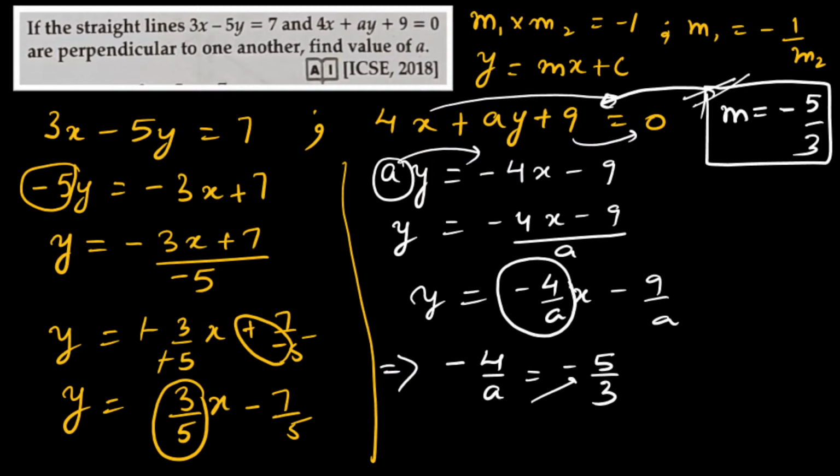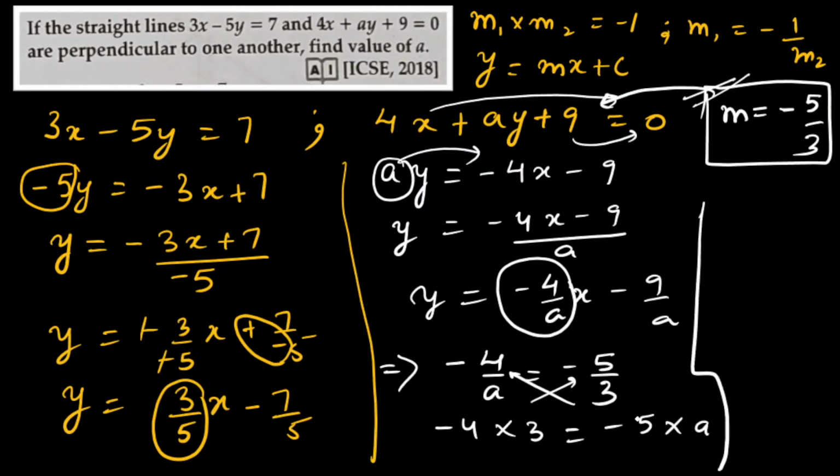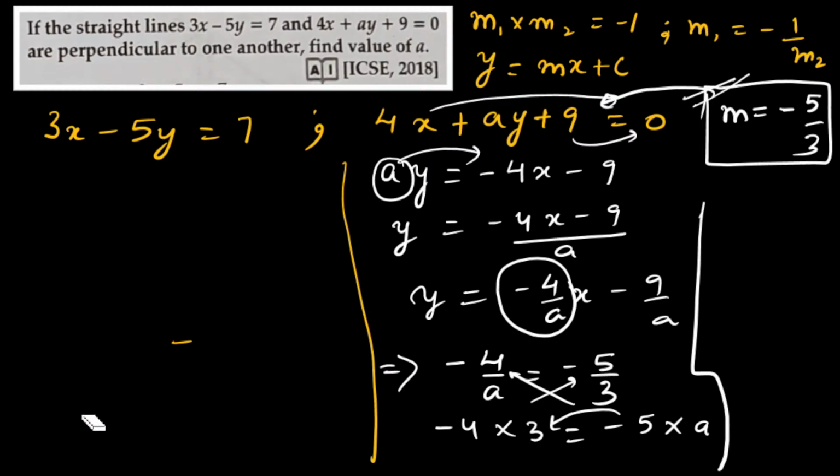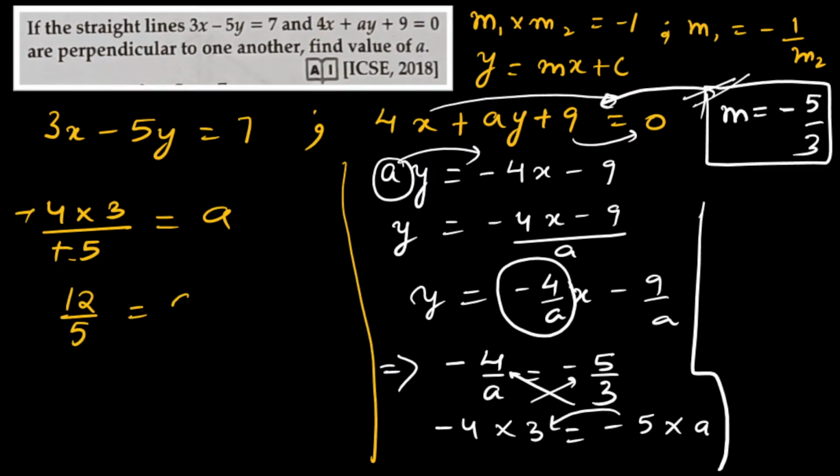So let's do cross multiplication now. Minus 4 into 3 is equal to minus 5 into a. Let's shift minus 5 to the other side. Here minus 5 is getting multiplied, so it will get divided. So I'll get minus 4 into 3 by minus 5 is equal to a. Minus and minus sign will get cancelled. So a is equal to 12 by 5.